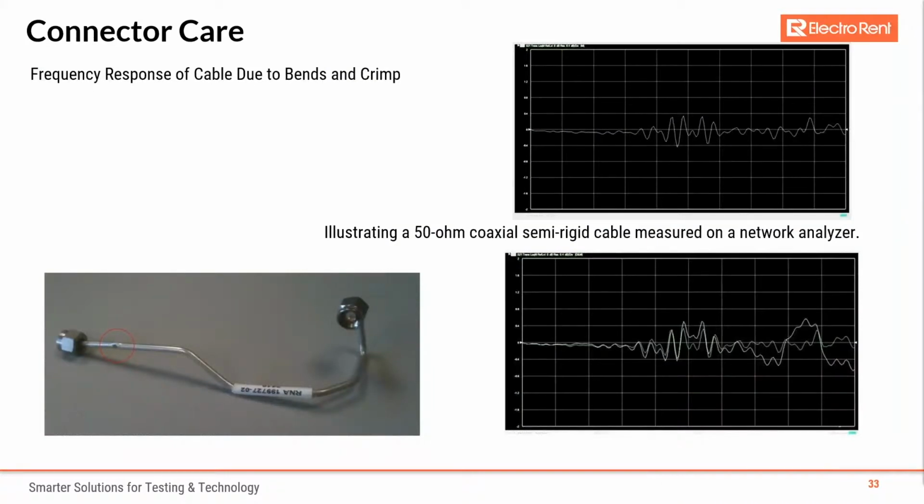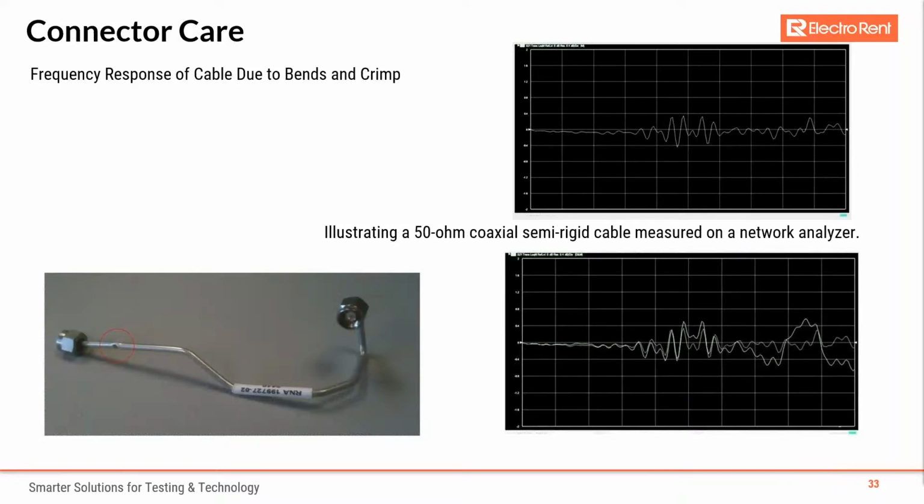Here's an example of a purposefully damaged cable, so you can see the frequency response and how it affects your performance on a network analyzer. Good connections are key to precision RF measurements. Like I said, dirty or damaged connectors are a significant factor in accuracy and repeatability.